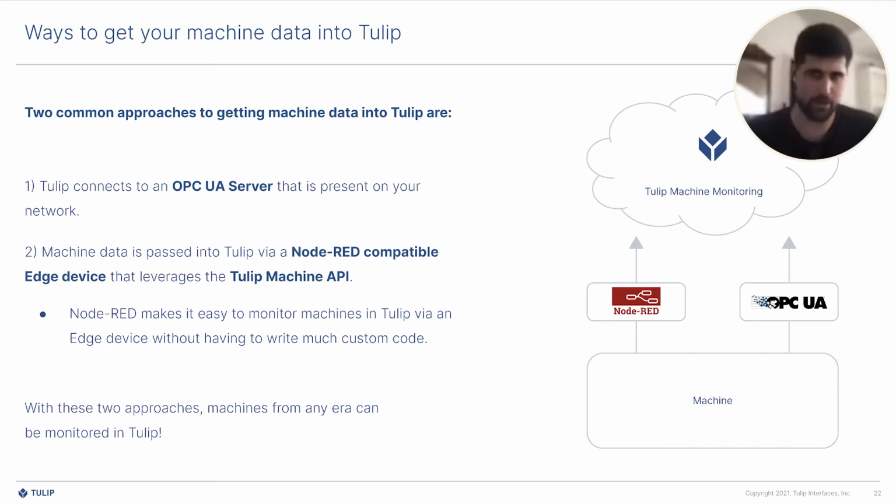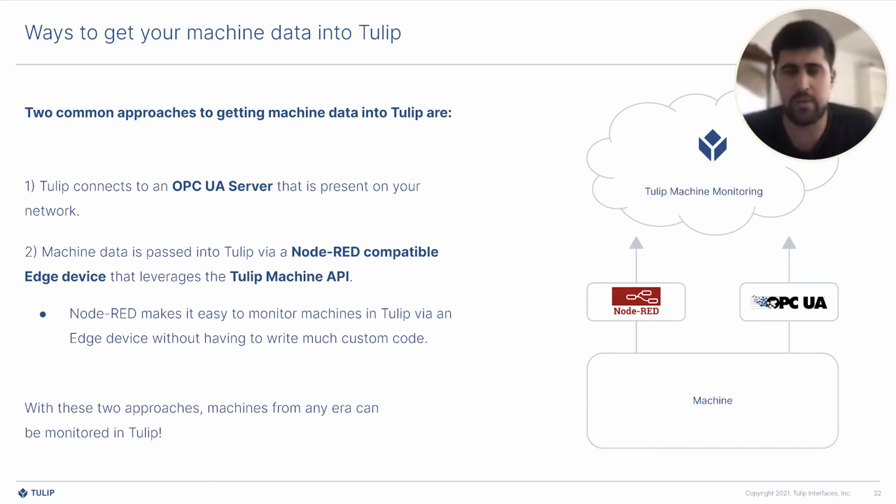The first, probably the most preferred and most straightforward way, is that Tulip connects to an OPC UA server that resides on your network. That could be something you use for your SCADA system or process historian, et cetera, right? So Tulip will make an inbound connection to that, and then map the tags that reside in the OPC UA server into Tulip, so then you can use them in your applications.